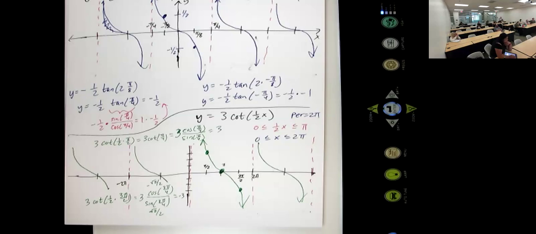A couple things left to discuss in tangent and cotangent, and we'll get out early today.